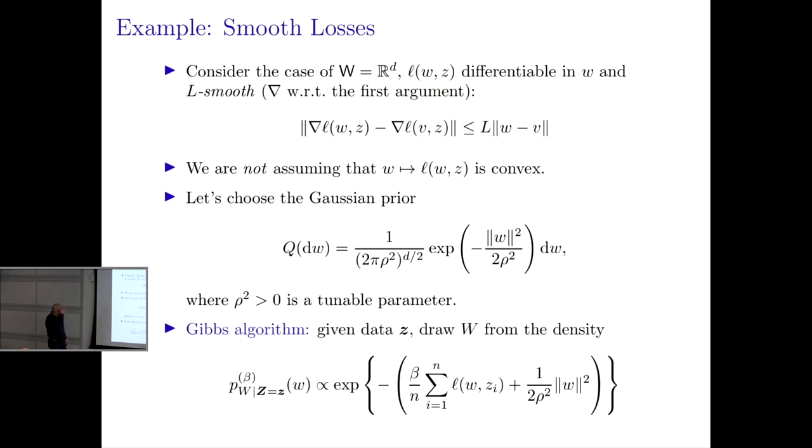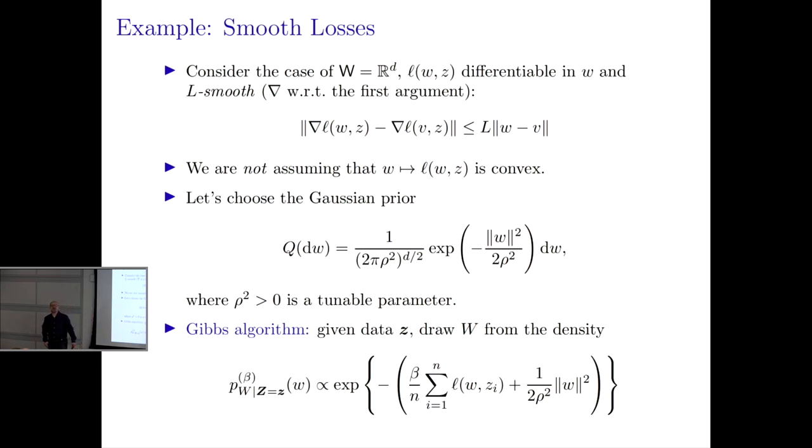So let's choose a Gaussian prior. Q is going to be a Gaussian with zero mean and spherical covariance matrix, so the individual variance of each coordinate is going to be a tunable parameter. Now the Gibbs algorithm looks like this. We take our data and compute this thing. This is the empirical loss of W scaled by beta, and this is a term that penalizes large norms of W. You can think of this rho as a regularization constant.